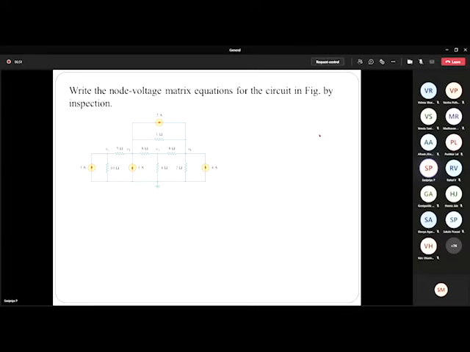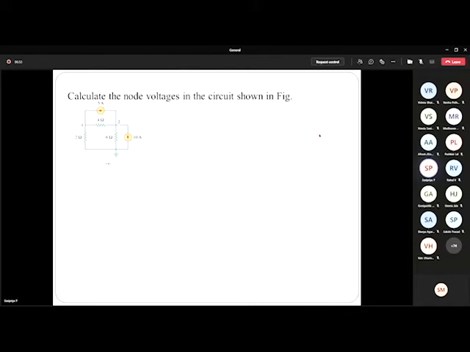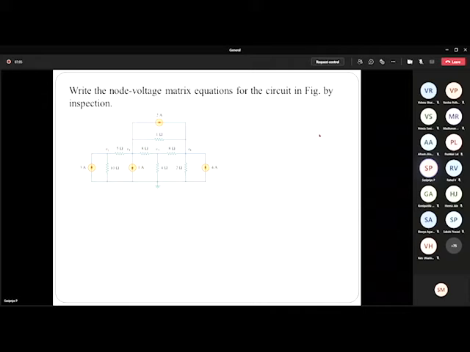KCL: since we are writing the voltage equation, if you have a current source, then I have this supernodal current equation. Similarly, we discuss the nodal analysis. In nodal analysis, we find the number of nodes and then write the current equation for that particular node.